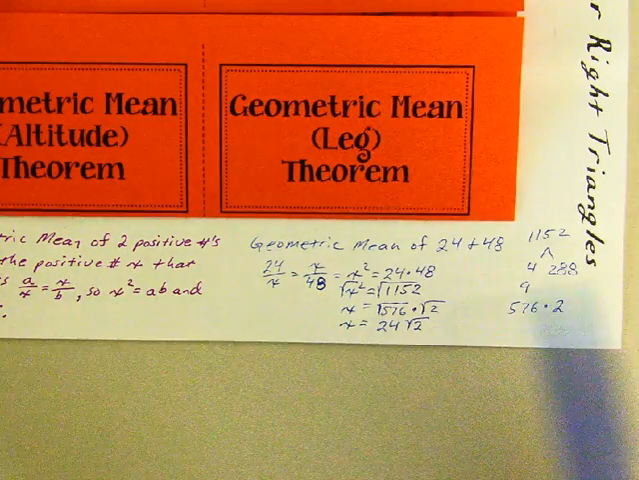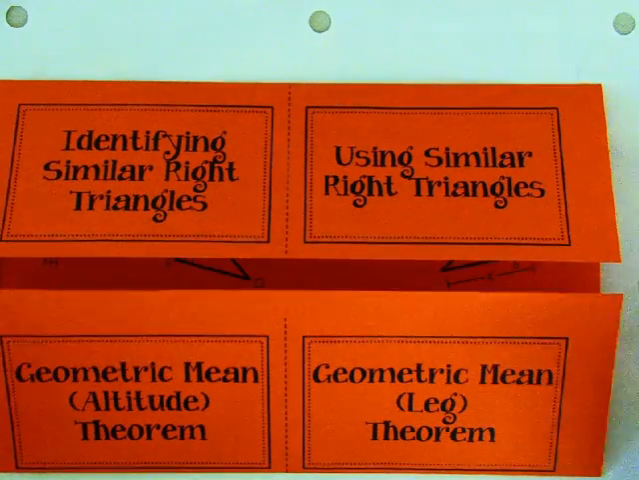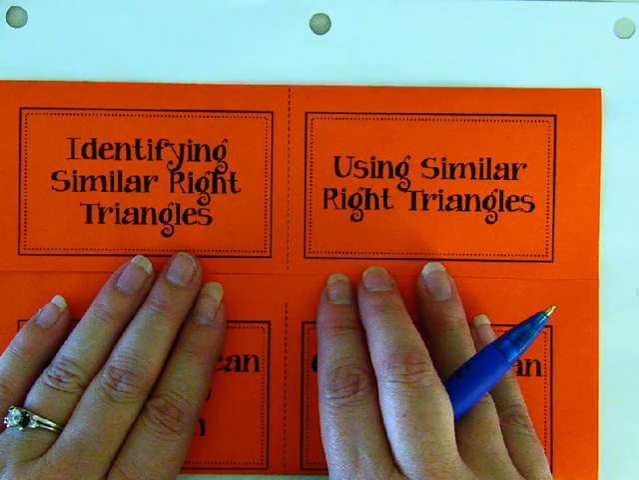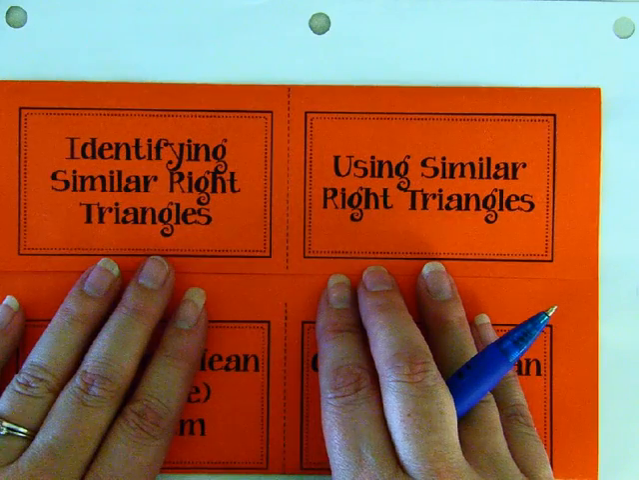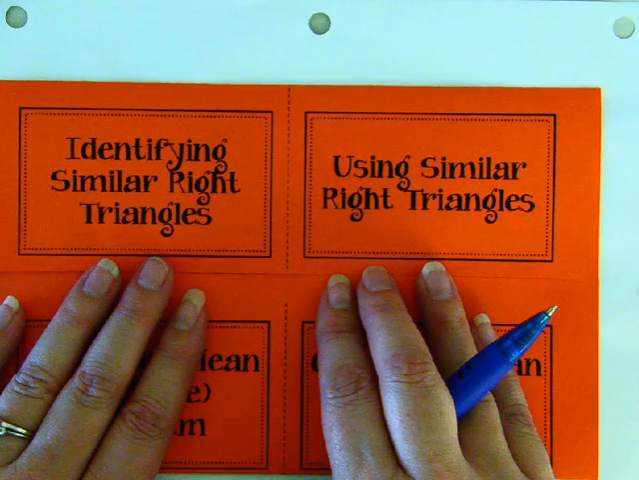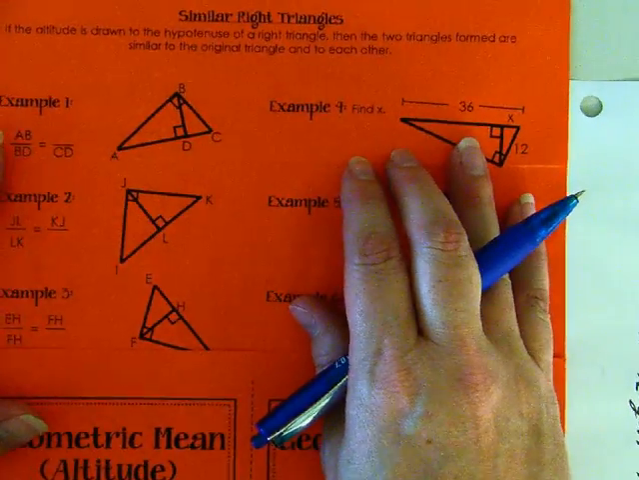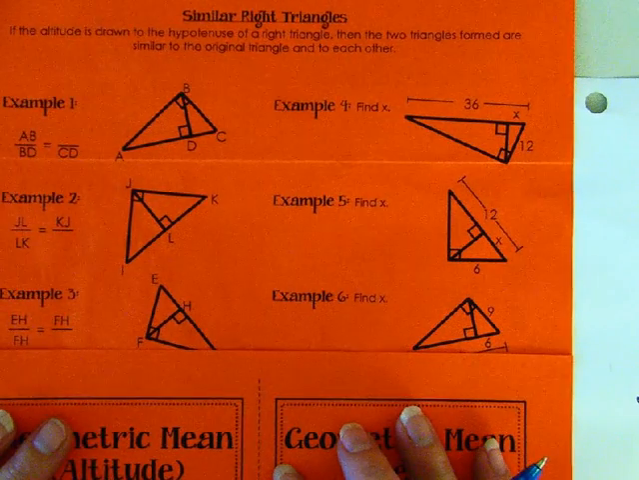Okay? All right. So now we're going to go inside. Now, if you remember in our last unit, we were talking about similar triangles. So we are going to continue talking about similar triangles, but we're going to focus specifically on right triangles. Okay? Because we've started talking about right triangles in this unit with our Pythagorean theorem. And so now we're going to combine those two.